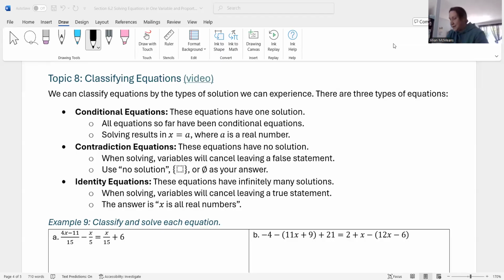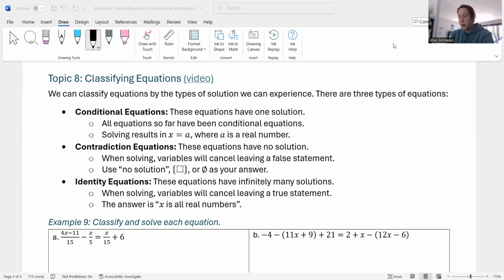For our last topic, topic 8, we're going to look at classifying equations, okay? Classifying anything is a way to just group things by some common feature. So if we're going to classify equations, we're going to classify equations based on their solution, okay?